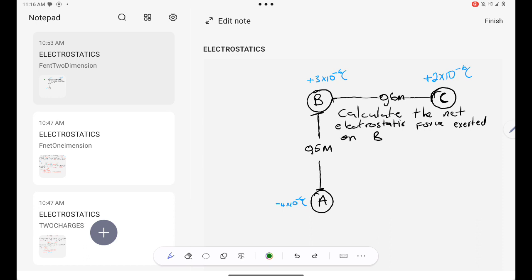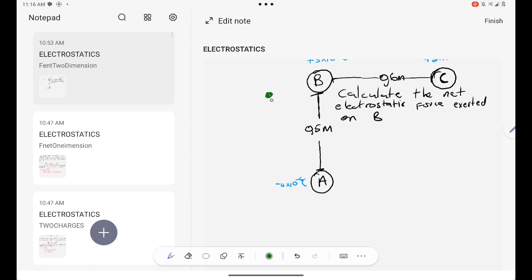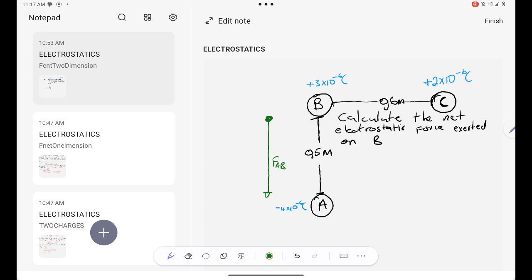Before I do that, I need to know how charge B is going to behave. This will represent my charge B. This will show the electrostatic force between charges A and B. Remember, these two are attracting one another, which means they will move towards one another. But my main focus is on charge B, so charge B will move downwards, or towards the south, as a result of charge A.